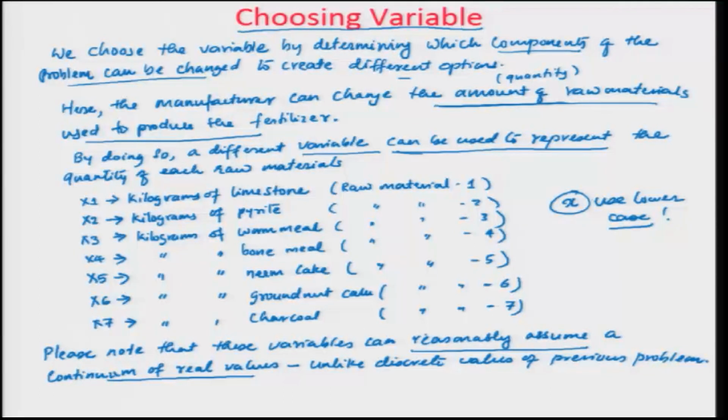But ideally speaking, these variables can take a continuum of real values, unlike the previous case where it was 0 and 1. So all these variables are going to decide what will be the cost of the biofertilizer that we are trying to manufacture at the end.